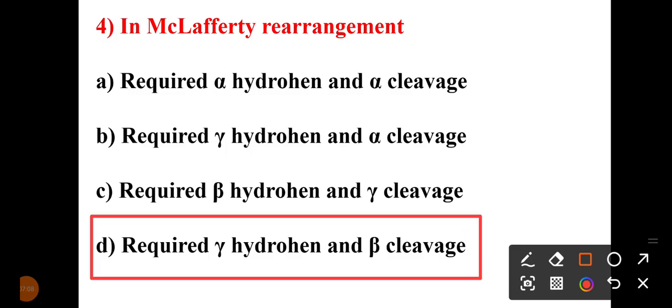In the second option gamma hydrogen is there, but the cleavage is alpha, so that's why this answer is wrong, right? So in the McLafferty rearrangement, gamma hydrogen is always a requirement, along with beta cleavage. Here in the question I think there is a spelling mistake, but I think you can understand, right? So gamma hydrogen and beta cleavage is the basic criterion for the McLafferty rearrangement reaction.